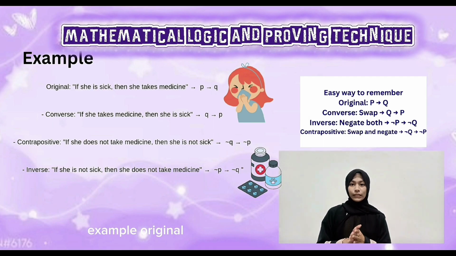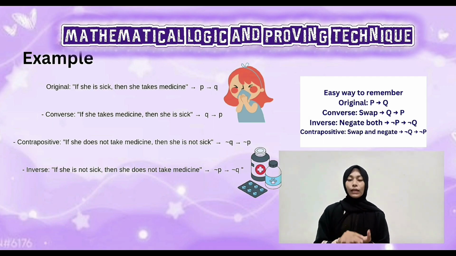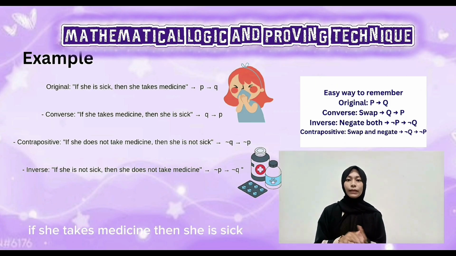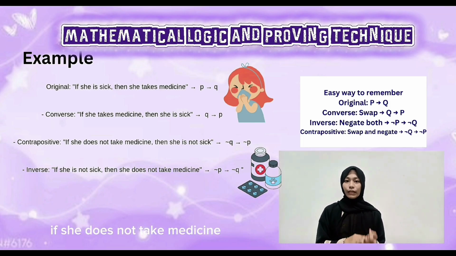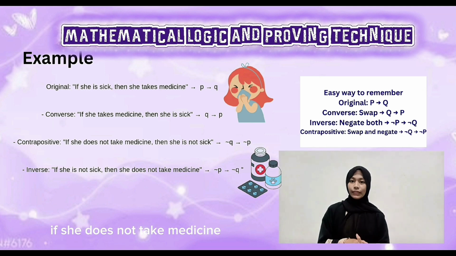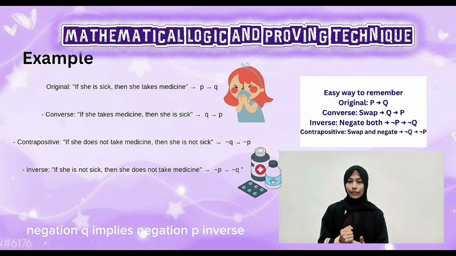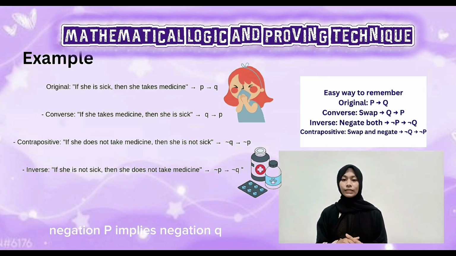Example: original. If she is sick, then she takes medicine. P implies Q. Converse: if she takes medicine, then she is sick. Q implies P. Contrapositive: if she does not take medicine, then she is not sick. Negation Q implies negation P. Inverse: if she is not sick, then she does not take medicine. Negation P implies negation Q.